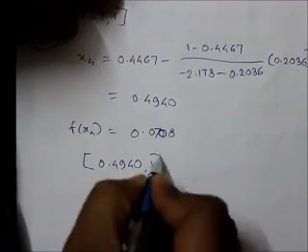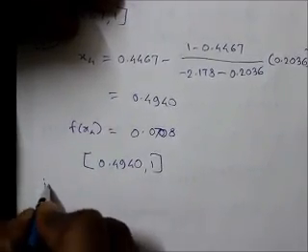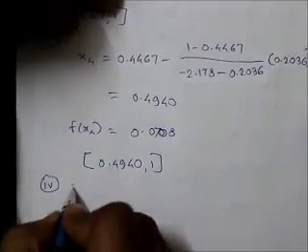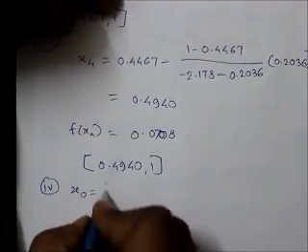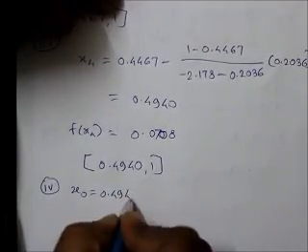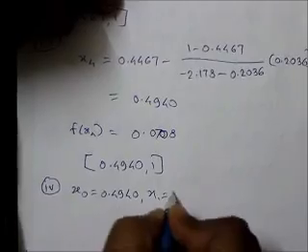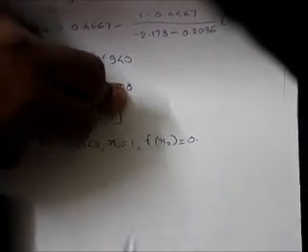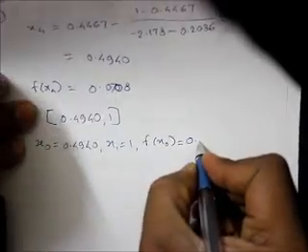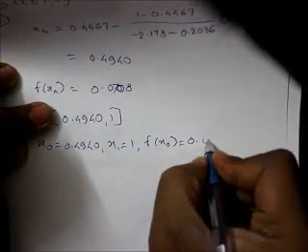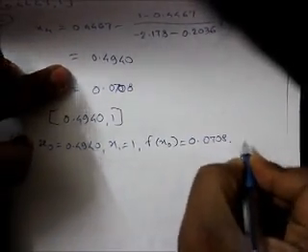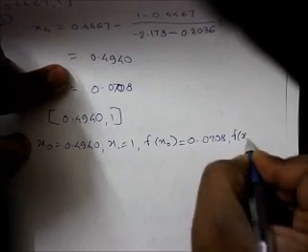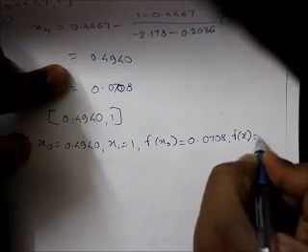Alright, so the next interval is 0.4940 to 1. Alright, so now going for the fourth and final iteration, x0 will be 0.4940, x1 is again 1, f(x0) is 0.0708, f(x1) remains minus 2.178.